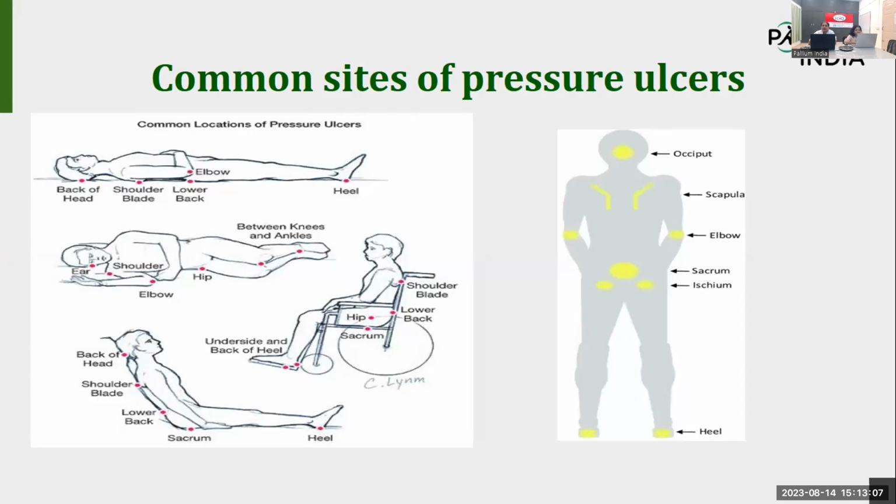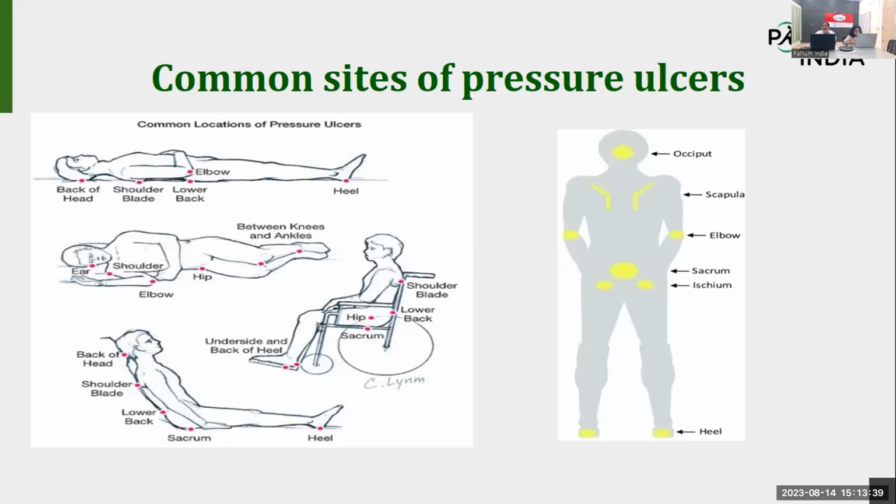If a patient is in a sideline position, we can put soft pillows in between the knees, so that undue pressure can be relieved. Then in the Fowler's position also, the lower back, sacrum and head are at risk. In the wheelchair, especially paraplegic patients, because of loss of sensory perception, can also get a pressure ulcer in the lower part of the body.